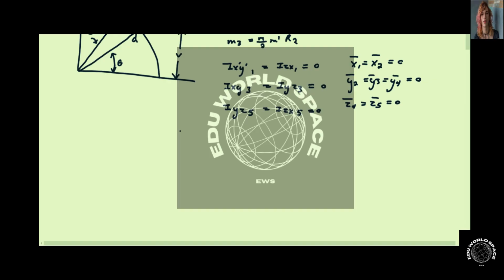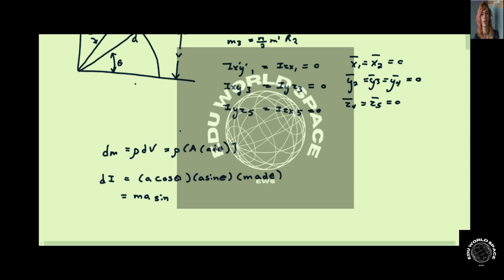And so we also know that your dm is going to equal dv, which is equal to ρ a dθ. And now your dI is going to equal a cosine θ, a sine θ, and we're looking at this guy here. M a dθ. So we get m a sine θ, cosine θ, and dθ.